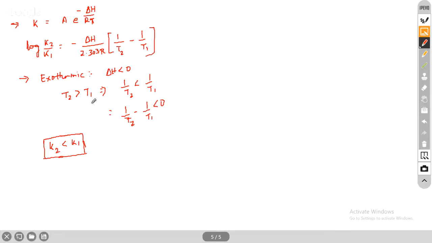Again, two cases you can analyze into this, what will be the relation of K1 and K2, that you can understand. Okay. Now we have one more relation of del G and equilibrium constant, right? One relation we have: del G, that is change in Gibbs free energy, is equal to del G naught plus 2.303 RT log Q, reaction quotient, right?